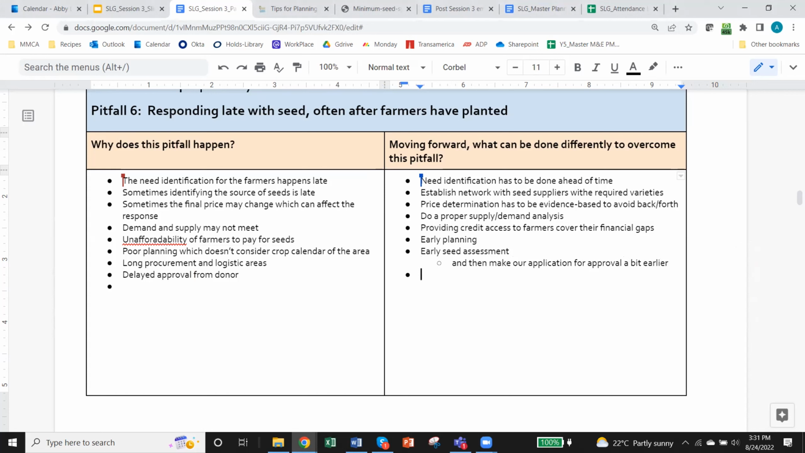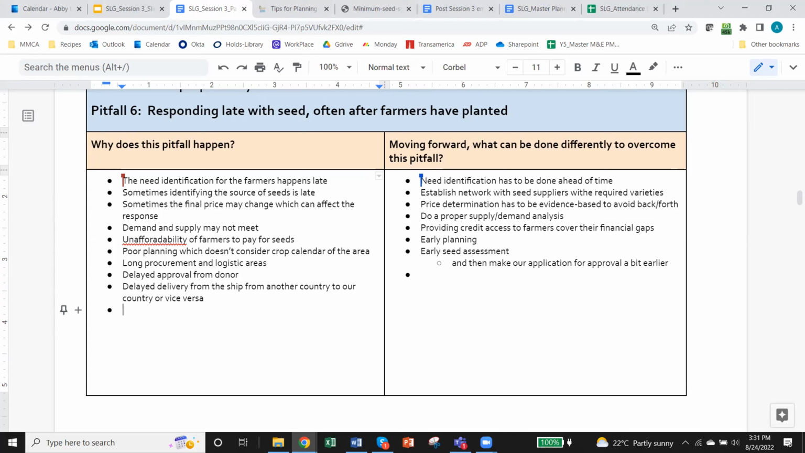I will just add one point, the seed delivery delay. For example, if we import the seeds, there might be a delayed delivery with the ship, for example, from one country to another country. Zoe, did I capture that correctly? The ship delays? Exactly. Okay.